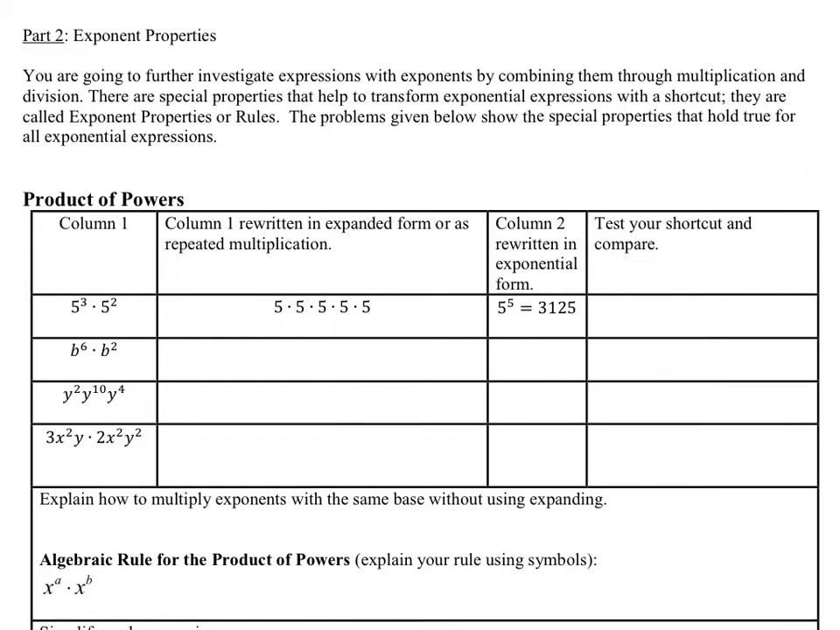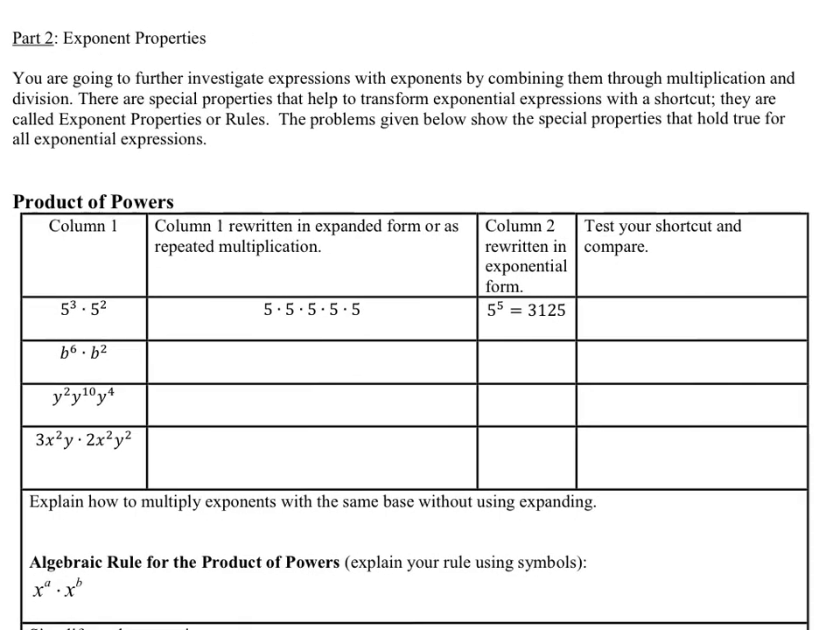Okay guys, so in this video we are going to try to come up with some shortcuts to help us simplify products of powers and quotients. So the first example shows you 5 to the third times 5 squared, which means 5 times 5 times 5, 3 times. So 5 to the third gives us this. And then 5 to the second gives us this. And so when I write it in exponential form, that gives me 5 to the fifth power.